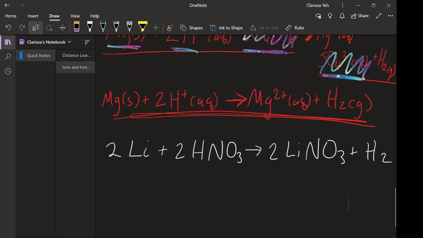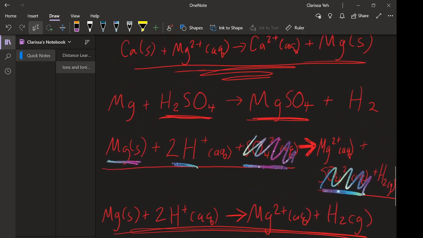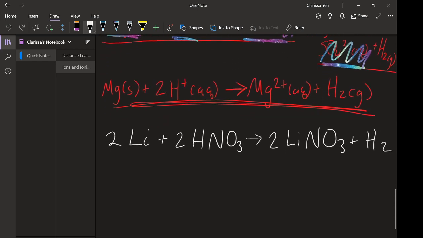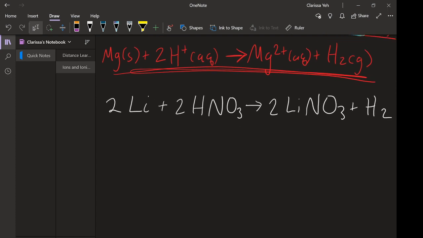I'll scroll back up to the other one we did. So in this case, the one we just did, my compounds were the H2SO4 and the MgSO4. Those are compounds. Elements were just the Mg and the H2. And we ended up splitting and dissolving these two compounds. So because we split those, which ones do you think we're going to split here?